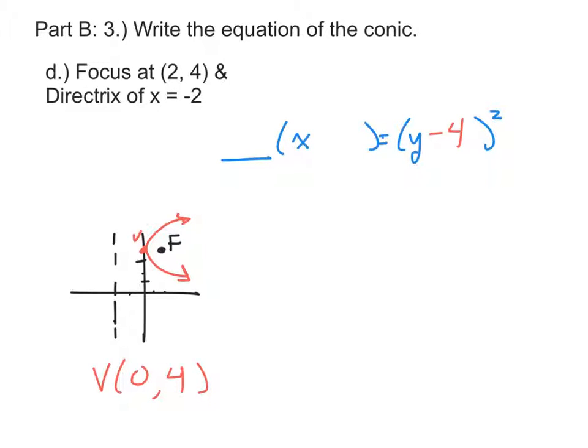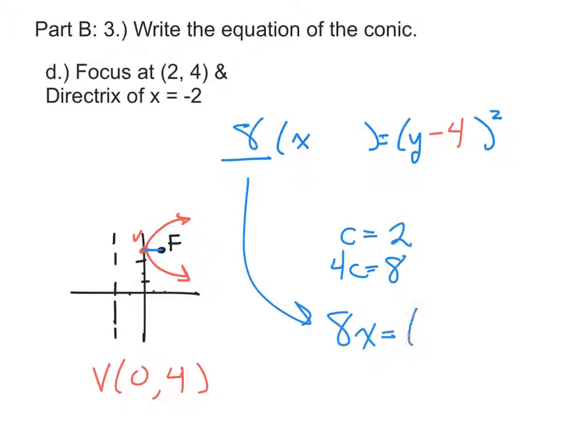The last thing we got to figure out is that distance from the vertex to the focus. That distance c is just 2 units. It's 2 units to the right, so that 2 is going to stay positive, making 4c equal to 8. So the coefficient out in front is 8. We can clean that up just a little bit and rewrite it as 8x equal to y minus 4 squared.